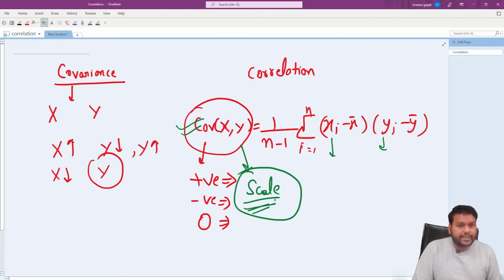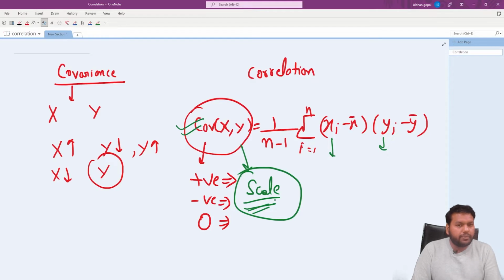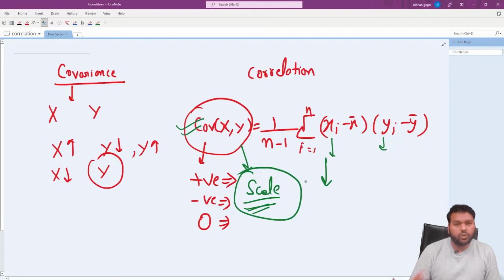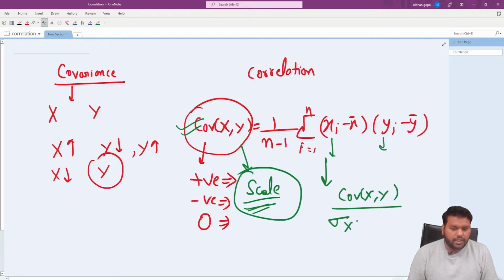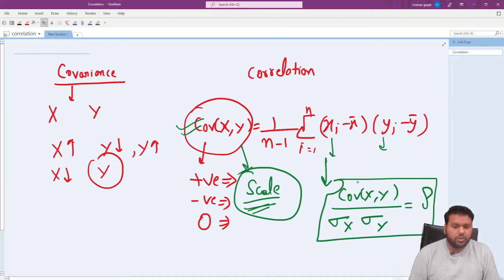Mostly in data science we try to get out of this problem of scale dependence. For this we use methods like standardization or normalization. If you perform normalization on the covariance, you can remove the scale dependence. To perform the normalization, I divide the covariance by the standard deviations of the random variables, sigma x and sigma y, and I get rho, the correlation coefficient. This is the story of how correlation comes into the picture. Correlation is nothing but the normalization of covariance.